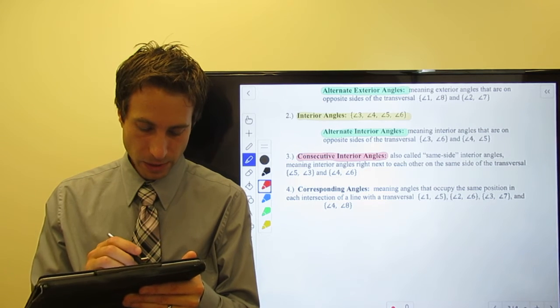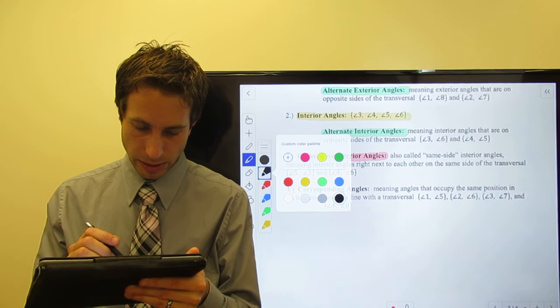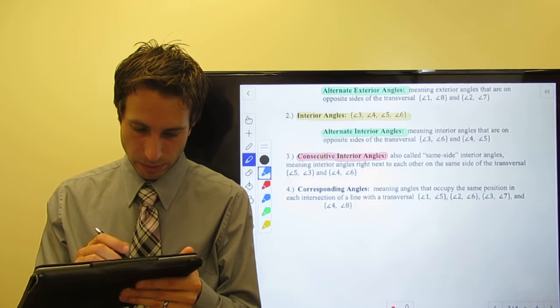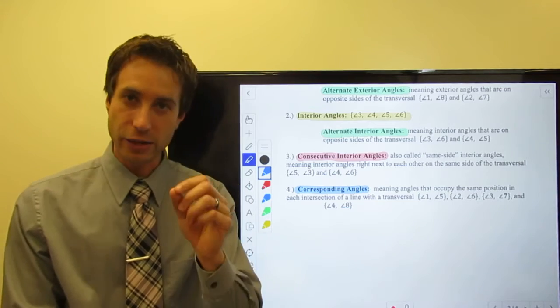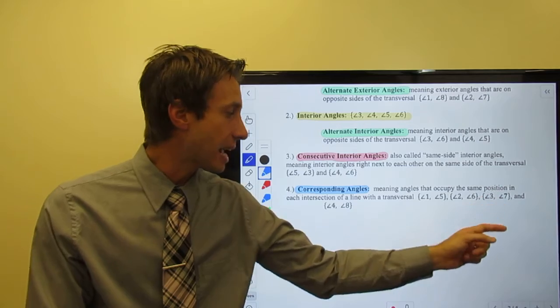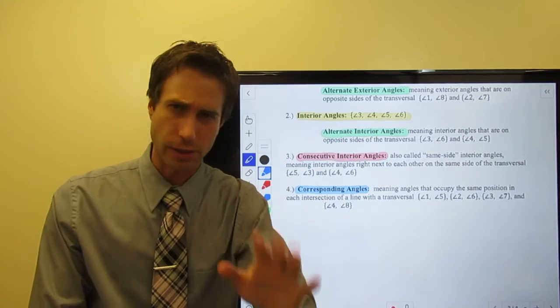corresponding. Let's see, do I have a different color maybe? Did I already use blue? I think I already used blue, but we can go back to it. Yeah, blue.